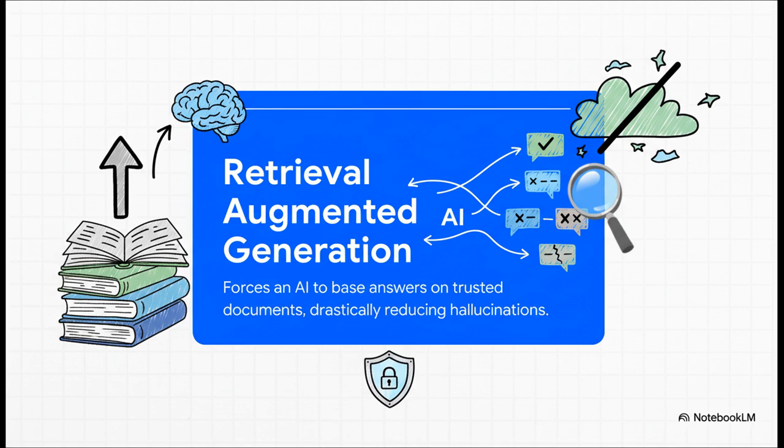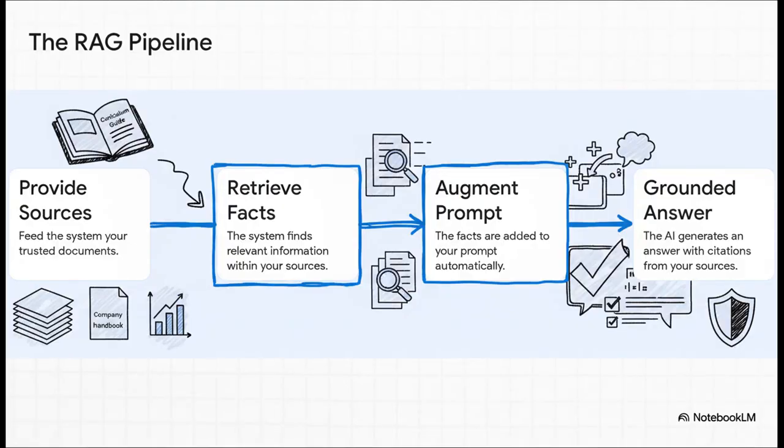It's a method that literally forces the AI to base its answers only on the trusted documents you give it. It's that simple. And that one constraint basically slashes hallucinations, because the AI is no longer allowed to just invent facts.